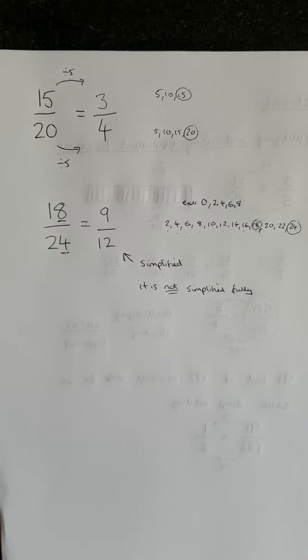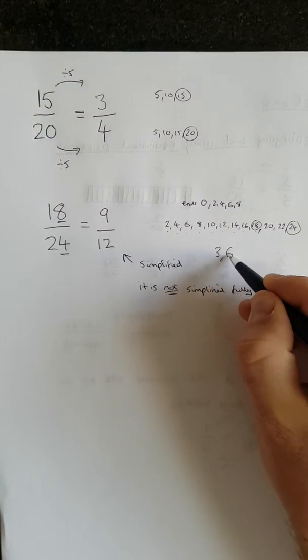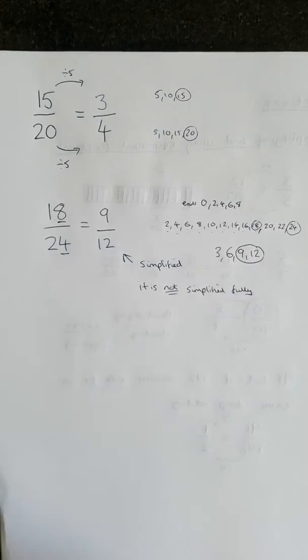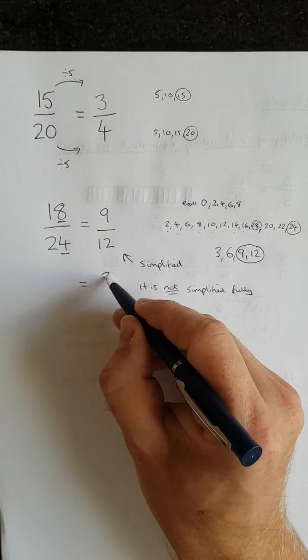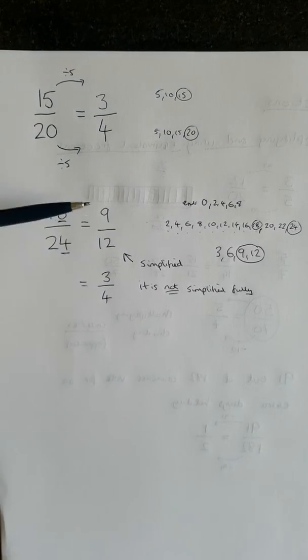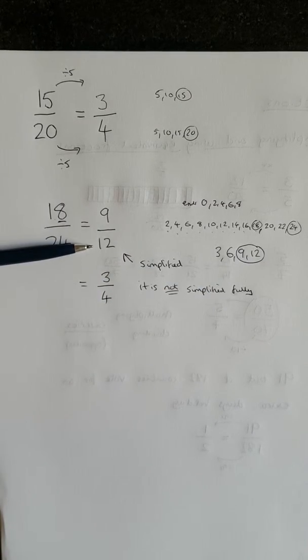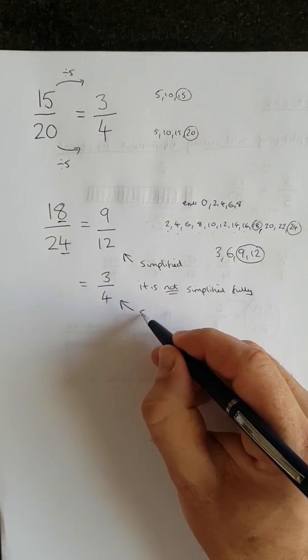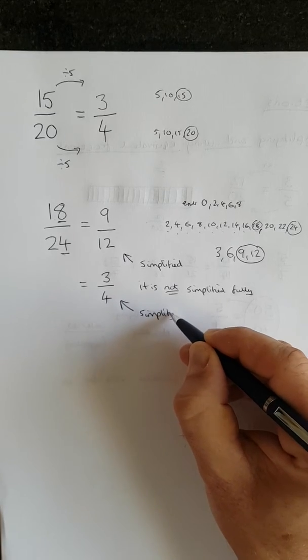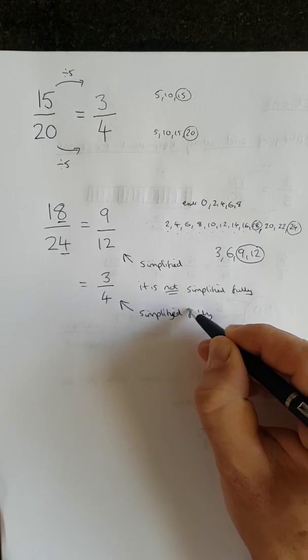Well, they're both not in the 2 times tables because 9 is an odd number. What's the next times table we should check? That's right. We should check the 3's next. 3, 6, 9, 12. There they both are. So we can simplify it again by dividing them both by 3. 9 divided by 3 is 3. 1, 2, 3. 12 divided by 3 is 4. 1, 2, 3, 4. So what we have to be careful of here is making sure we have simplified fully.